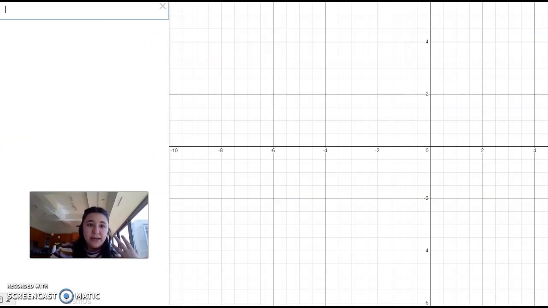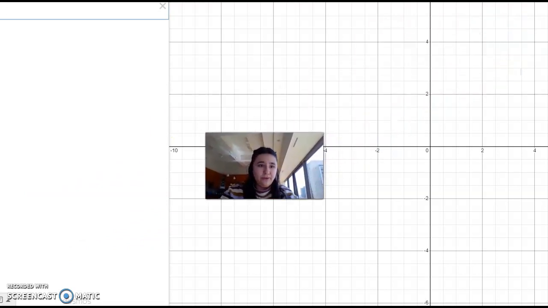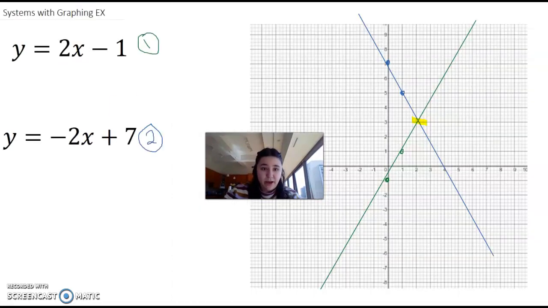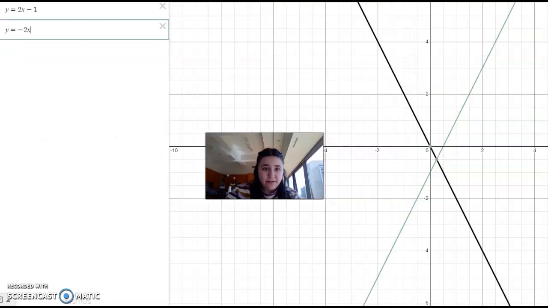This is Desmos, DESMOS.com. You type it in, you have this lovely graph. You are very lucky that you get access to it, and we're going to type in our equations, which I've already forgotten. Y equals 2x minus 1. What color did I make it? I made it green, and it's green. Y equals, I think it was negative 2x plus 7.